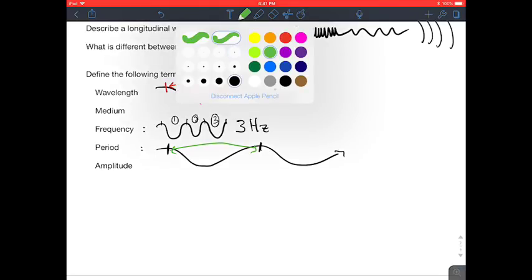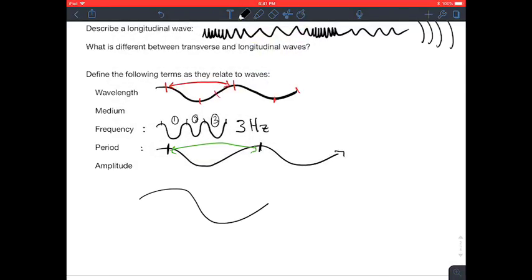And last but not least, we have our amplitude, which is just the height of the wave. That's a horrible line, but it is just the height of the wave. How tall the wave is, that is our amplitude.